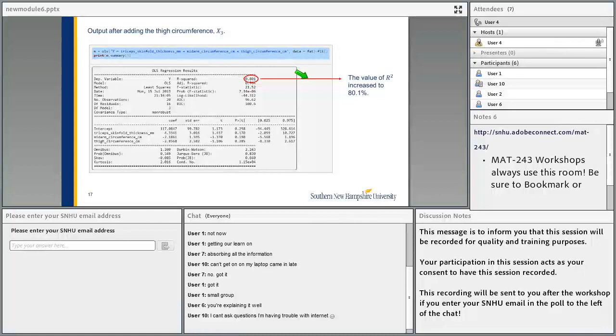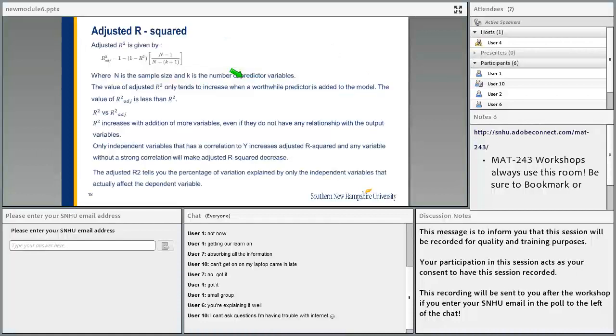So let's see what happens when we add one more. The output after adding the thigh circumference, that is x3: now my value of R squared is 0.801. So it's increased to 80.1%. So we see that the R squared value keeps increasing with the predictor variables. The more the predictor variables, the greater R squared becomes.